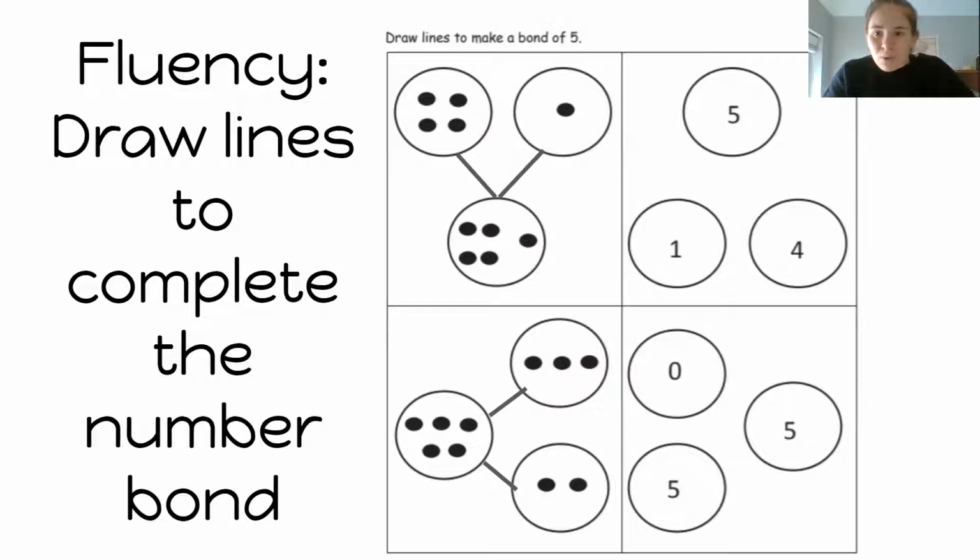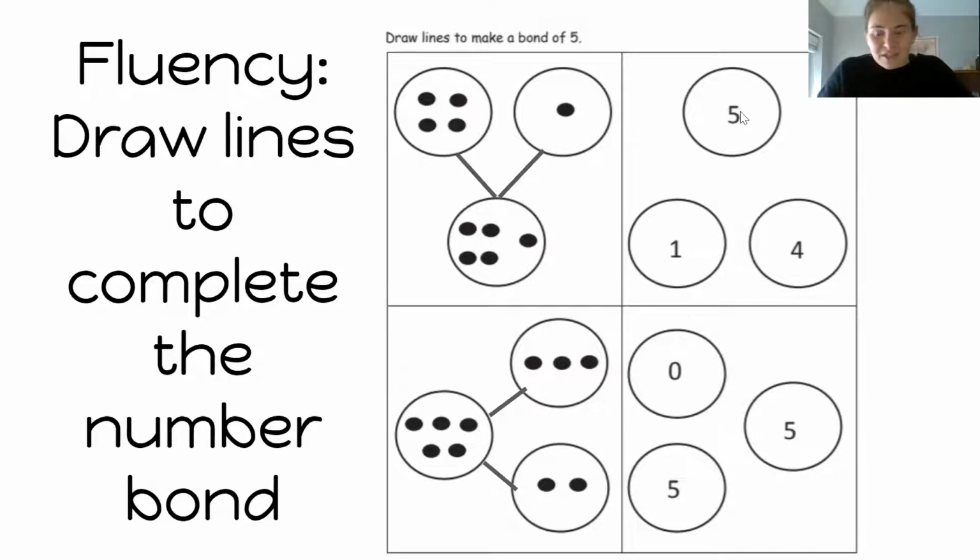5, right? So now our job is to show how the parts 1 and 4 come together to make 5. So hold up 1 finger on one hand and hold up 4 fingers on the other hand. 1, 2, 3, 4. Got 1 and I've got 4. Now bring them together. 1, 2, 3, 4, 5.